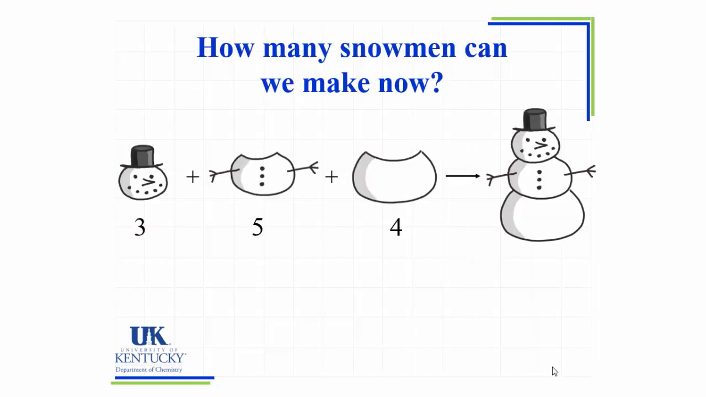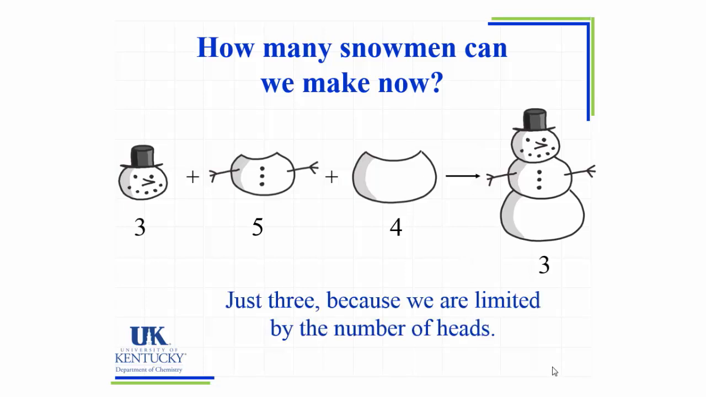Let's look at this example. We have 3 heads, 5 middles, and 4 bottoms for our snowman. So how many snowmen can we actually make? We are limited to making 3 snowmen because we are limited by the number of snowman heads we have. Once we run out of one part or one reactant, we cannot continue the reaction anymore, and so it is going to control the amount of product that we make.